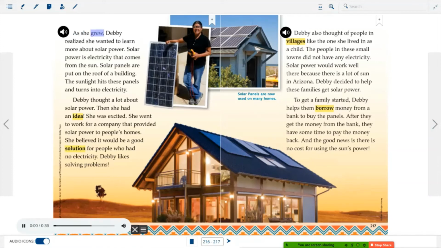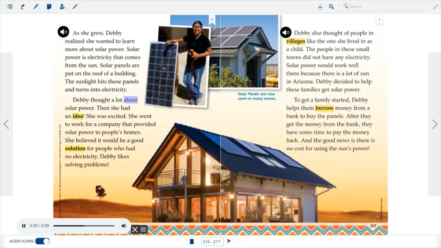As she grew, Debbie realized she wanted to learn more about solar power. Solar power is electricity that comes from the sun. Solar panels are put on the roof of a building. The sunlight hits these panels and turns the sunlight into electricity.